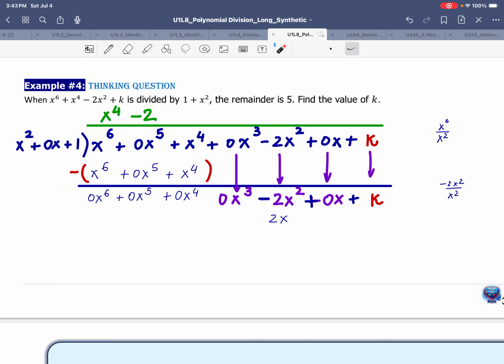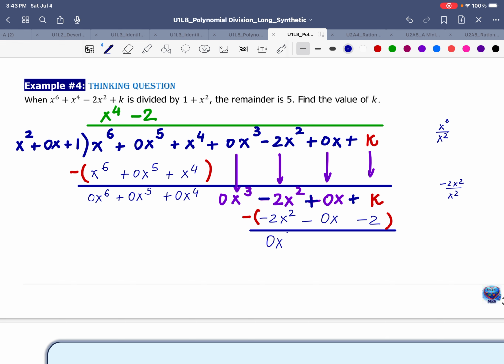Next we have, that's a negative 2, so negative 2x squared. Next we have negative 2 times 0x, negative 0x or positive 0x, doesn't matter. Negative 2 times 1 is negative 2. I'm going to draw the line again, and we'll subtract whatever we created here. So let's check and see. Obviously, we don't have an x cubed term. Negative 2x squared minus negative 2x squared is going to be 0x to the power of 2.